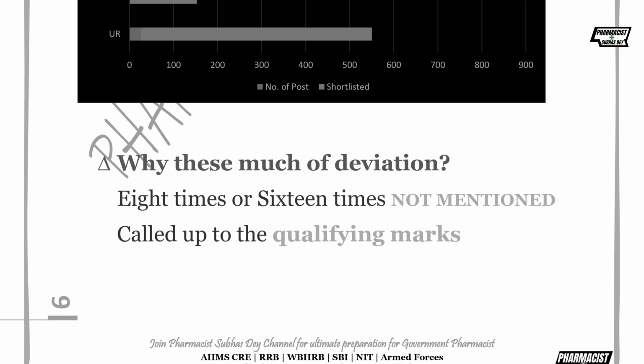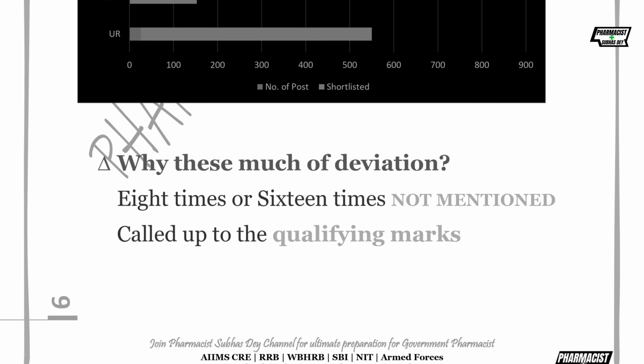And one more thing, this is going to be huge news, because they called all the candidates who have qualified. Qualified means there was a fixed qualification marks: 40% for UR and EWS, 35% for OBC, and 30% for SC, ST, and PWD candidates.